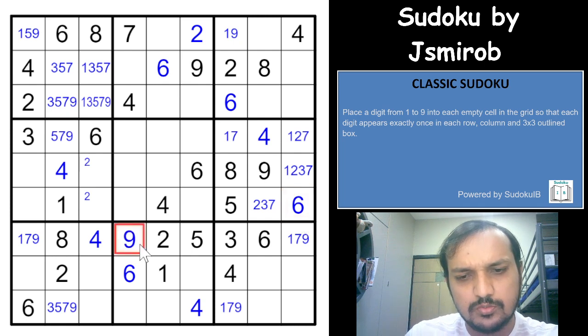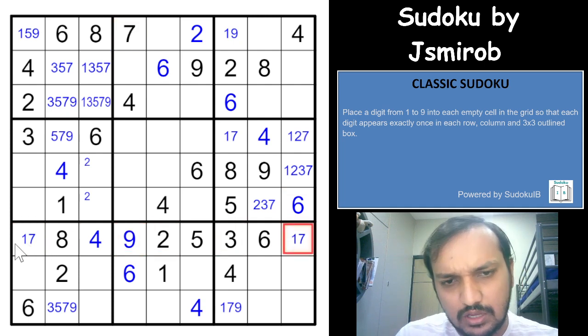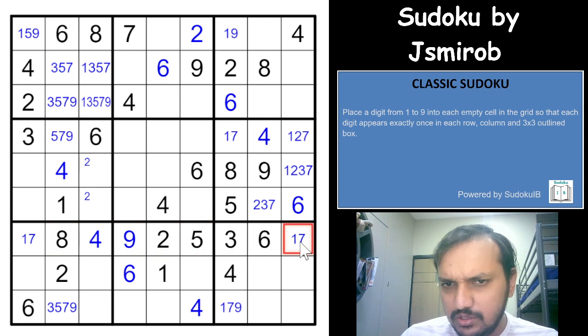Oh, this has to be a 9. 1 and 7 both cannot be here. This is also 7. I didn't see that, so these are not the 7s. I mean to say not the 9s. Yeah, 1 7 pair here. I suspect some X-wing, not sure.